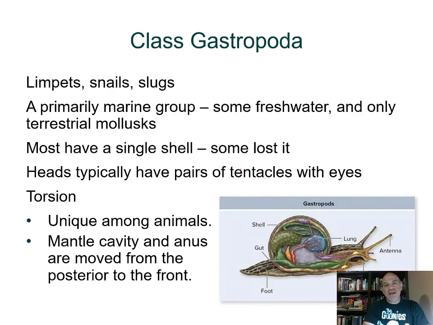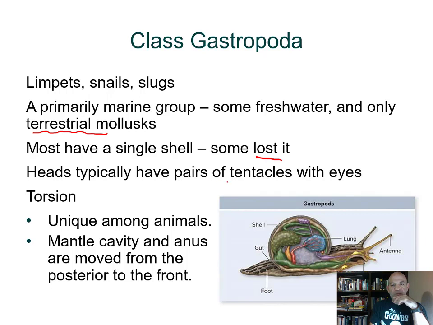Then you have the class Gastropoda, and this includes the snails and the slugs and the limpets. There's a diagram of what a snail looks like. And then we saw that marine snail, that cone snail, that has a radula modified like a harpoon. The group is primarily marine, but there are some freshwater and terrestrial forms. This is the only group to have terrestrial forms. You don't have terrestrial clams or octopus, right? They do have a single shell, and some, like the slugs, have evolved to lose the shell.